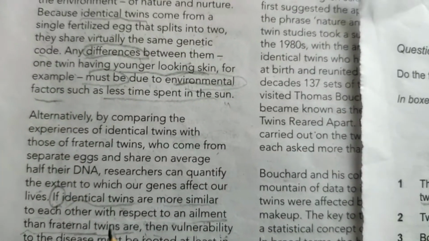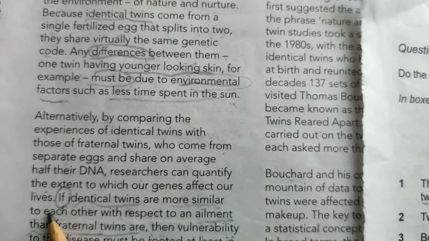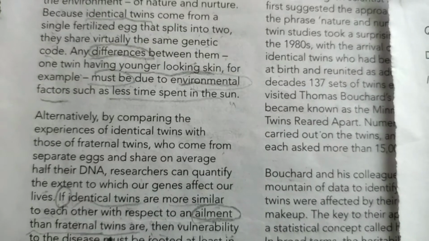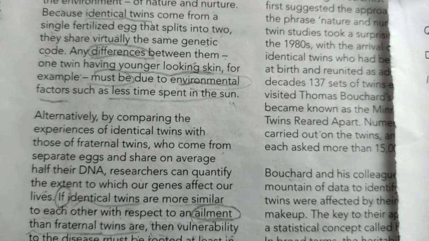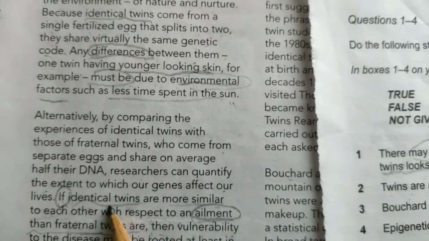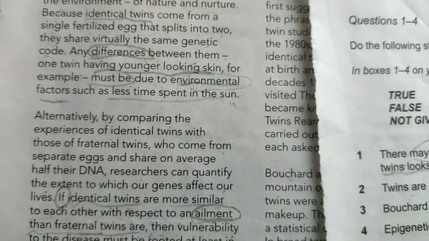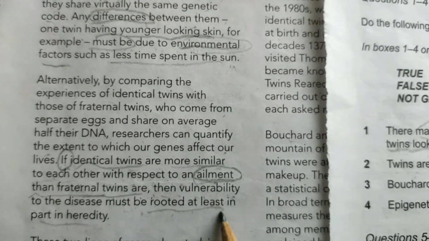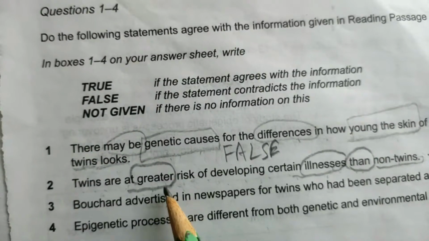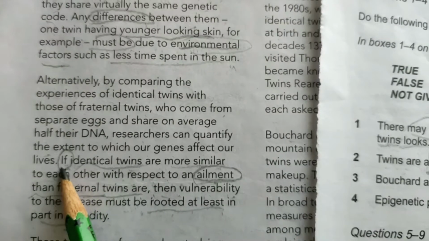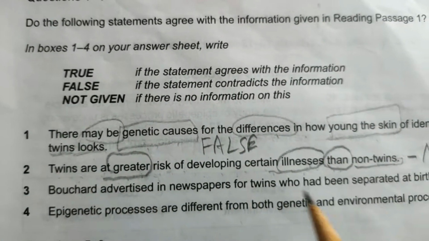Greater risk if identical twins are more similar to each other with respect to an ailment. Ailment here means illnesses. Then fraternal twins are non-twins, and the first identical twins, then vulnerability to the disease must be rooted at least in part in heredity. But the statement is also different, and here the writer has put "if", so that is not given.